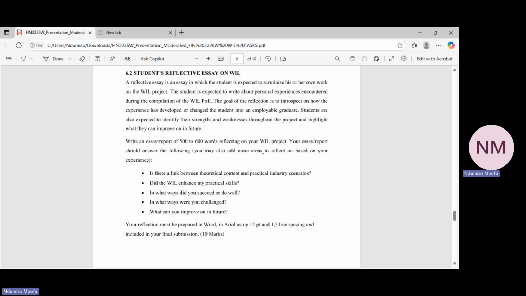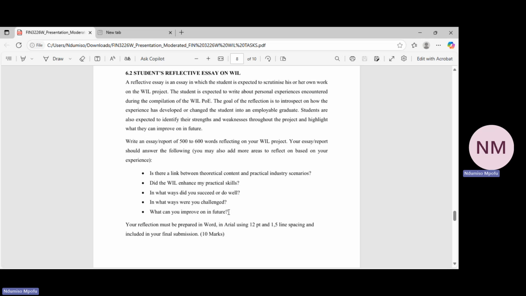So you're reporting on your experience as you were conducting your research, as you were writing your answers. Is there a link between theory and industry from the task that you're completing? Did the WIL enhance your practical skills? You answer, you explain. Don't just say yes, please provide detail. In what ways did you succeed or do well? Explain. In what ways were you challenged? Explain the challenging parts and why they were challenging. What can you improve on in future?